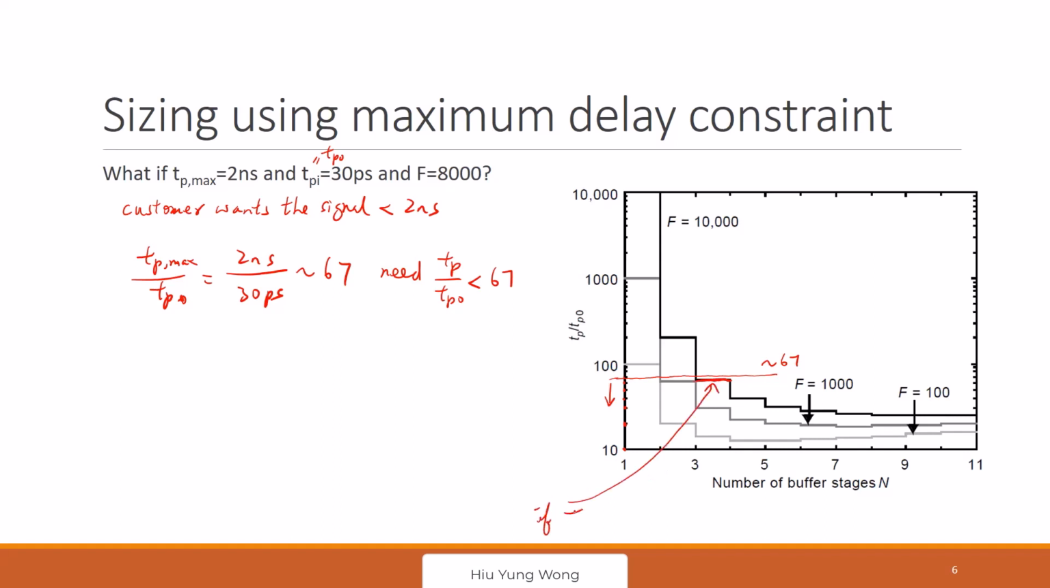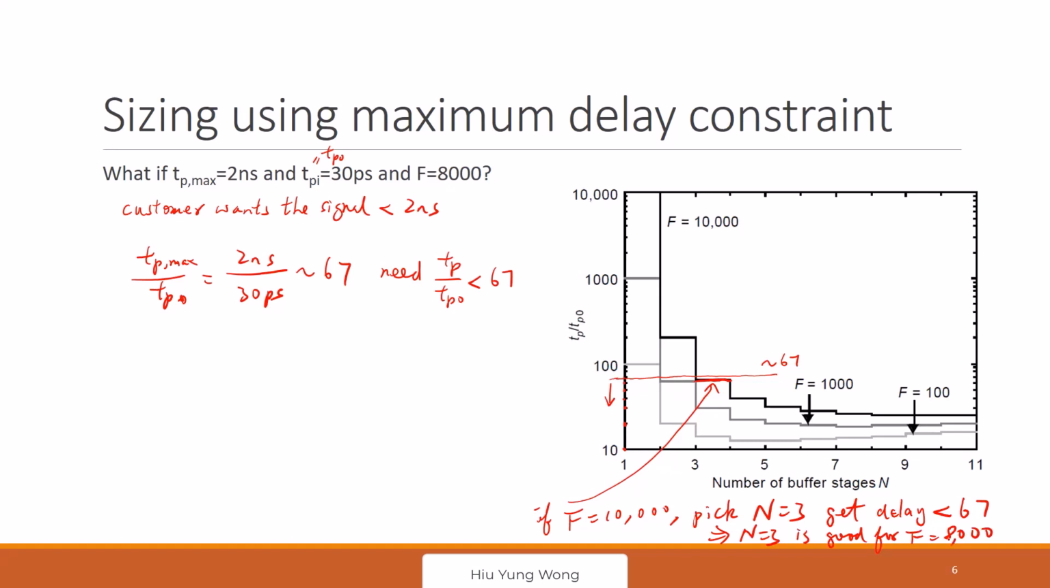If F equals 10,000, pick N equal to 3, right? Because when it is 3, we get a delay less than 67, because the delay is below this point. Correct? So because of that, even though we don't have 8,000, N equal to 3 is good for F equal to 8,000. Is that clear?